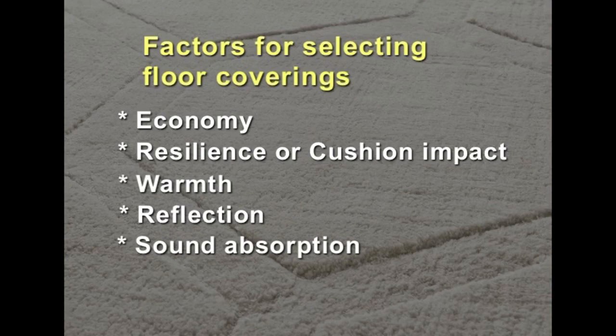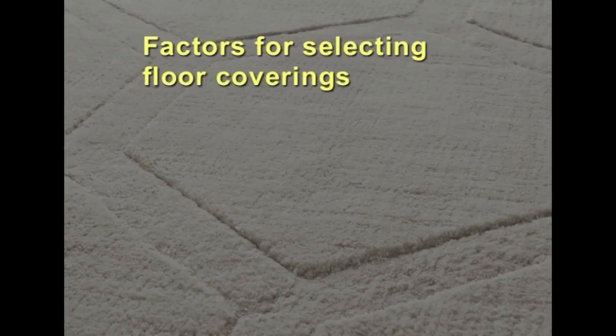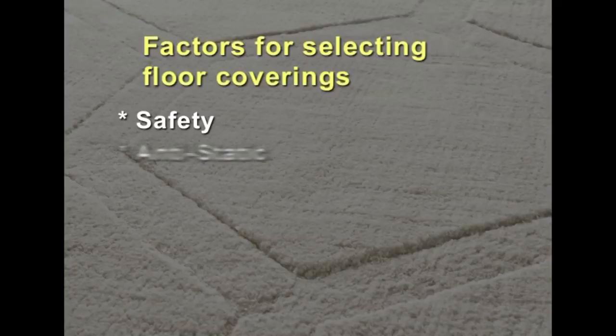Sound absorption. Rough, porous material lessens noise. Carpeting helps in insulation against sound. Safety is another important thing. Carpets and rugs provide safety from falls, slips, skidding, as well as flame retardancy. Kitchens and bathrooms should be given special considerations.